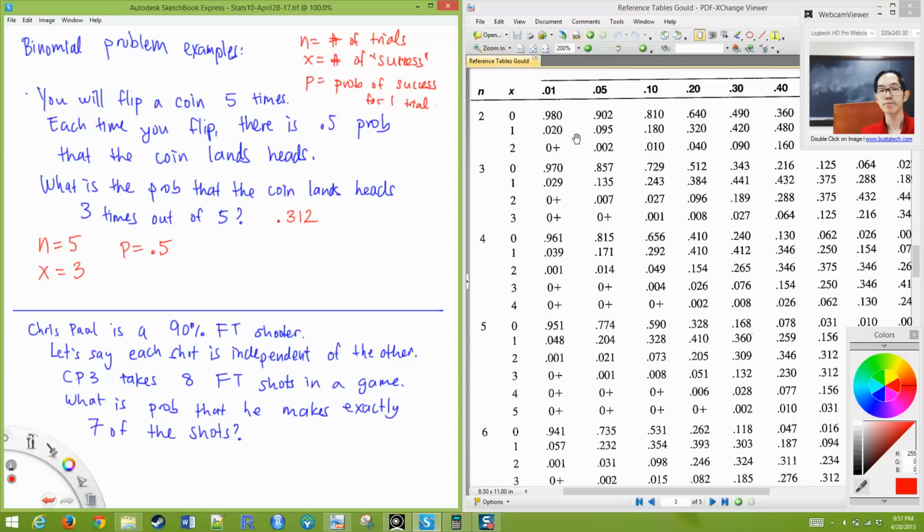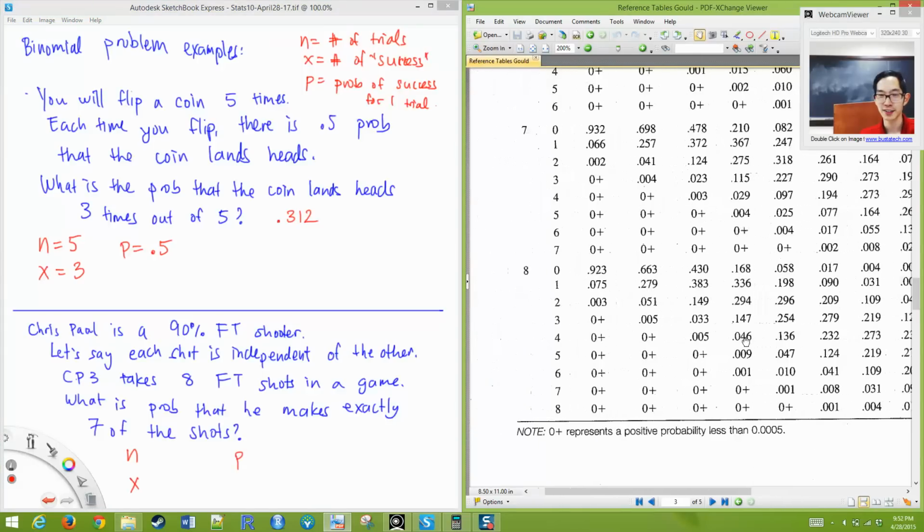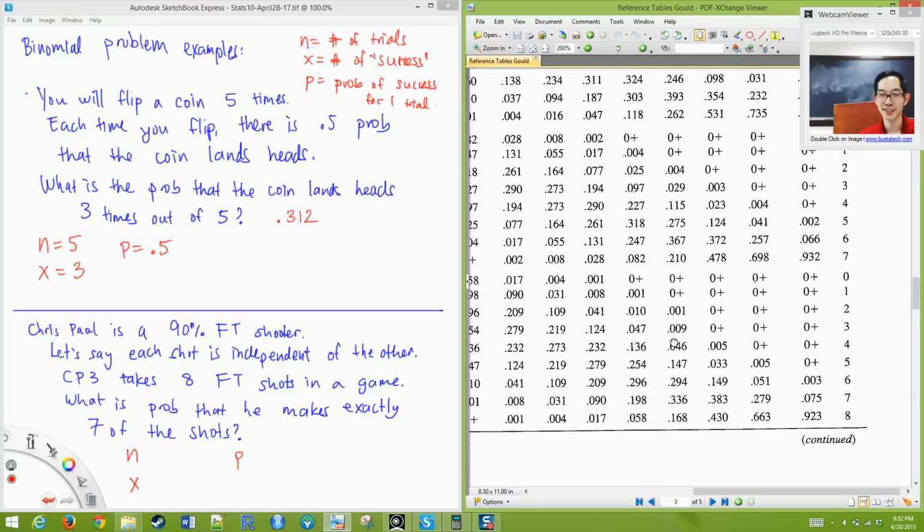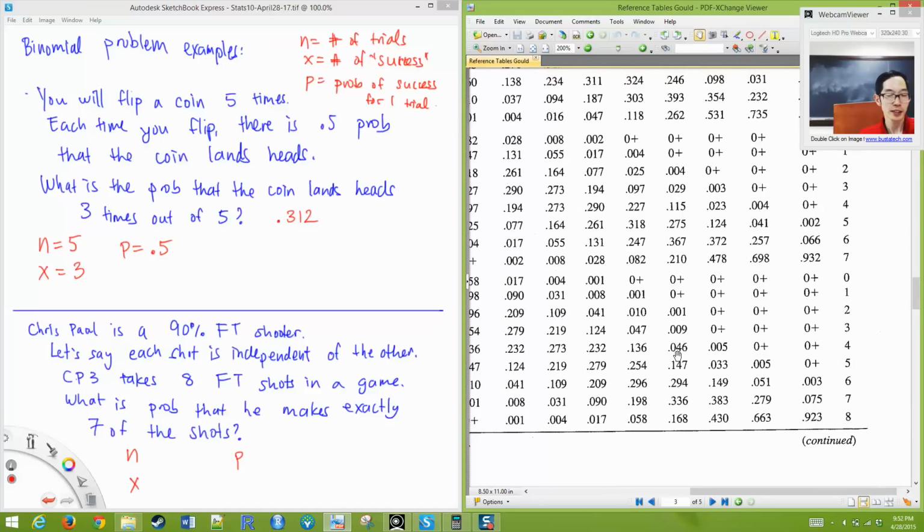All right, what do we get for n? 8, right? So how many times we're repeating something, how many trials? He's going to take 8 free throws. What is the number of successes that we're interested in? 7. What is the probability of a success anytime he takes one shot? 0.9. So we're going to go to our table and we go to n is 8, x is 7, and we go to the column 0.9, which I think is this one right here. And so the answer is 0.383.